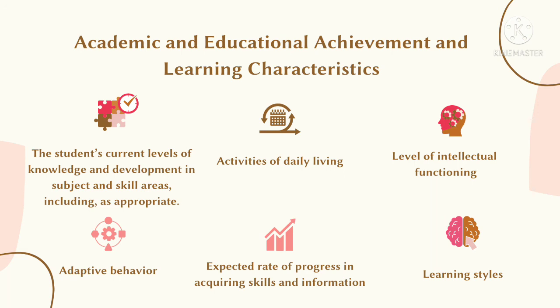The last one under the academic and educational achievement and learning characteristics is a student's learning style, or how the student learns best. Is it through visual or auditory modalities? Is it through a hands-on approach, or is it through cooperative learning or repetition of lessons?